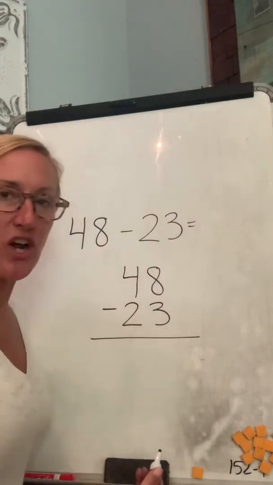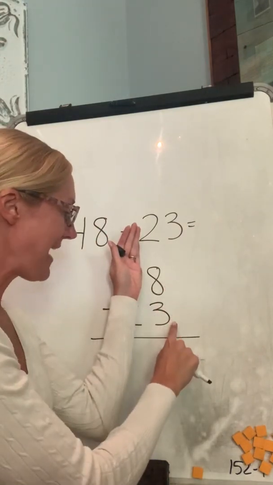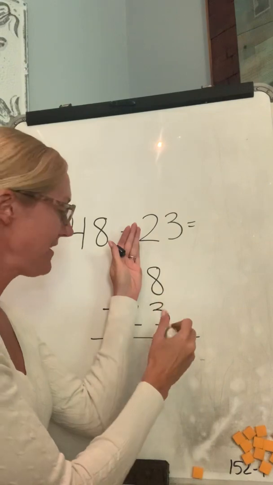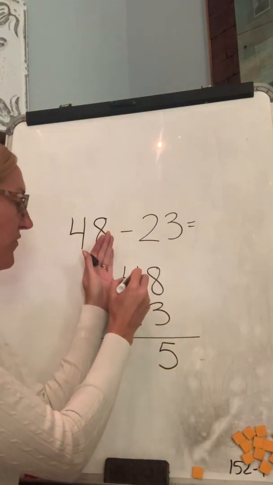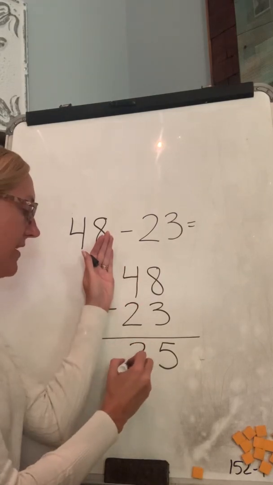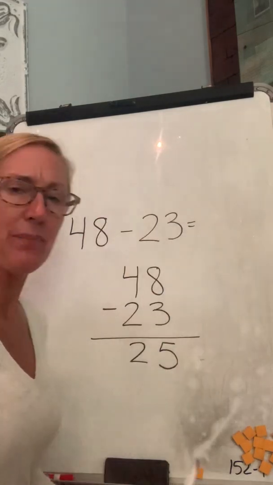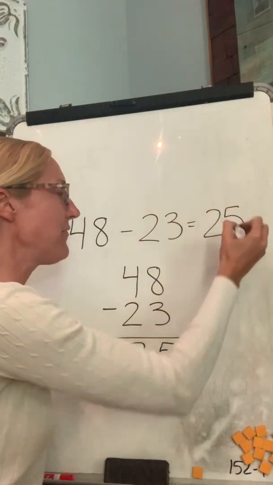What do we always start with? The ones. What is 8 minus 3? 8 minus 3 is 5. Now we'll look at our tens. What is 4 tens minus 2 tens? 4 minus 2 is 2. So how many cupcakes am I going to have left? I'm going to have 25 cupcakes.